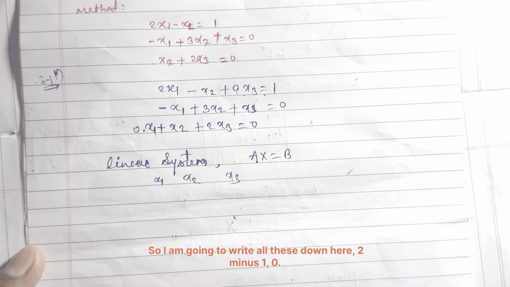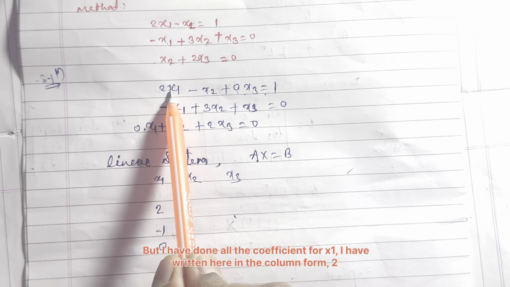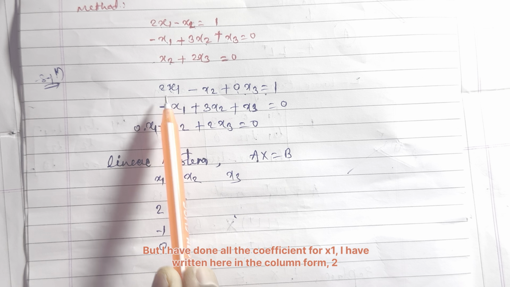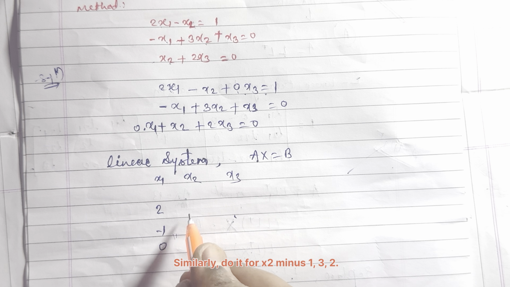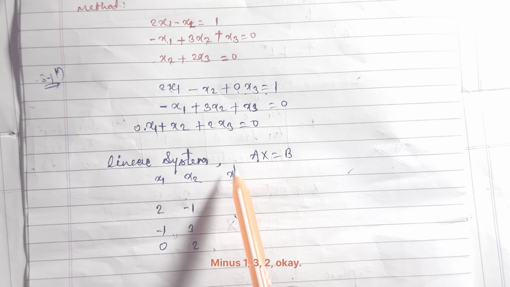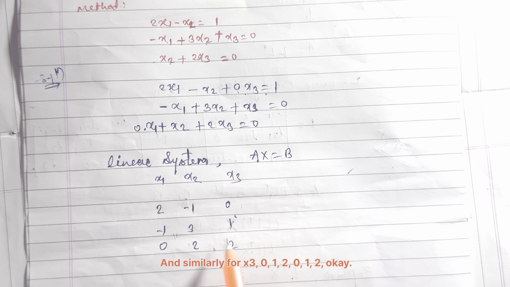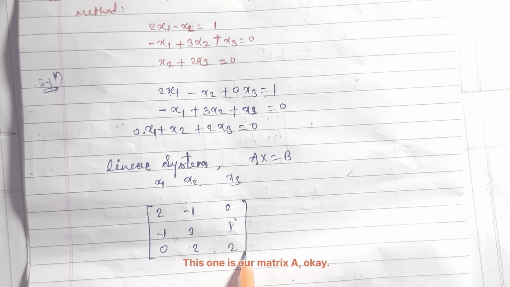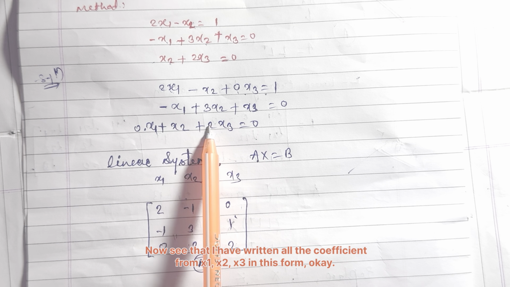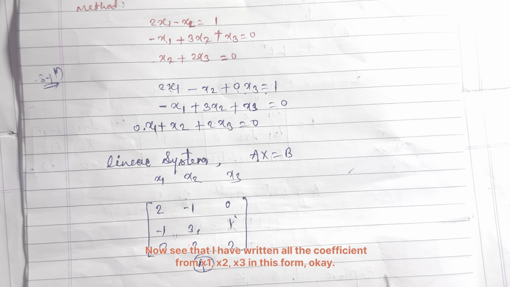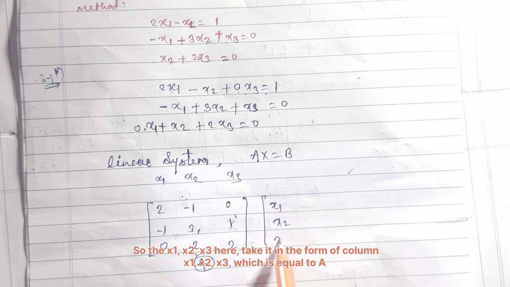So I write 2, minus 1, 0 here. I wrote all the coefficients of x1 in column form. Similarly for x2: minus 1, 3, 2. And similarly for x3: 0, 1, 2. This one is our matrix A. Now I have written all the coefficients from x1, x2, x3 in this form. Here the unknowns are taken in column form x1, x2, x3.